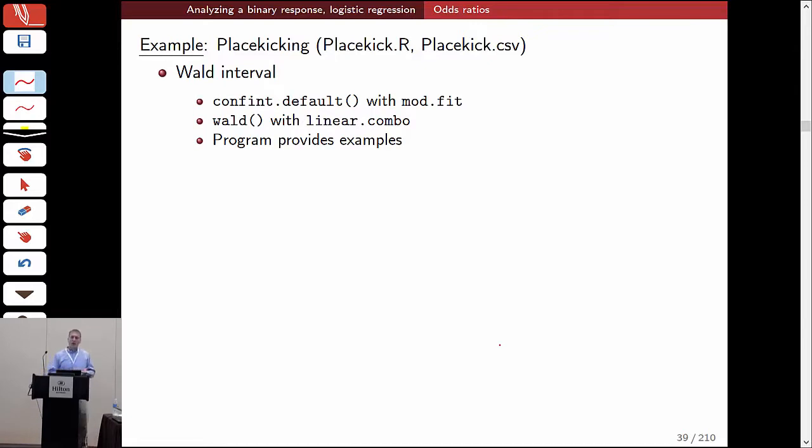Now, one could also do a Wald interval here. There's a few different ways. And the reason why, even though I told you profile likelihood ratio is better, the reason why I mentioned that you can do a Wald interval here is that, as you will see later on with some of the other regression models that we have, there are not easy ways to do profile likelihood ratio intervals. So that's why it's often nice to say, hey, Wald intervals are possible even here. And what you can do is use a function called confint.default with mod.fit to do the Wald interval. And there's also a function in the mcprofile package called wald that will help you do that. Our program does have some examples.